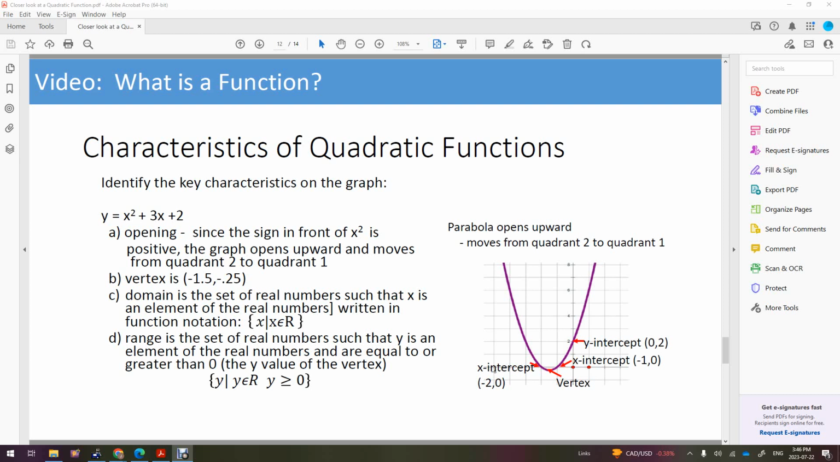The domain is the set of real numbers such that x is an element of the real numbers, written in function notation: the set of x such that x is an element of the real numbers. The range is the set of real numbers such that y is an element of the real numbers and are equal to or greater than negative 0.25, the y value of the vertex. So the set of y such that y is an element of the real numbers and y is greater than or equal to negative 0.25.